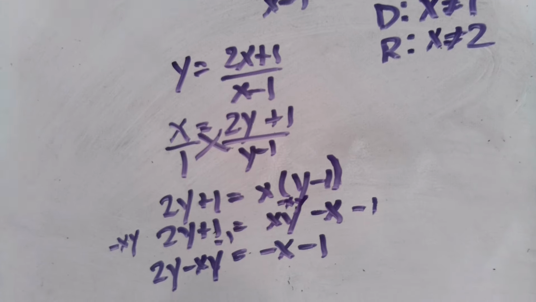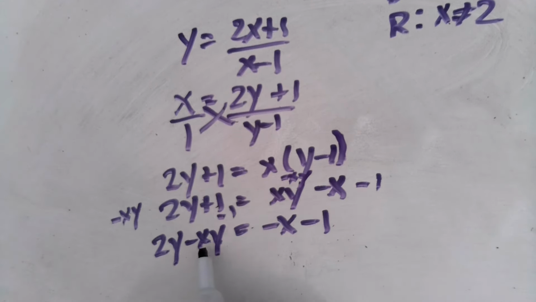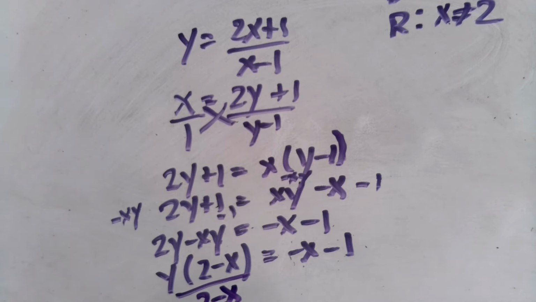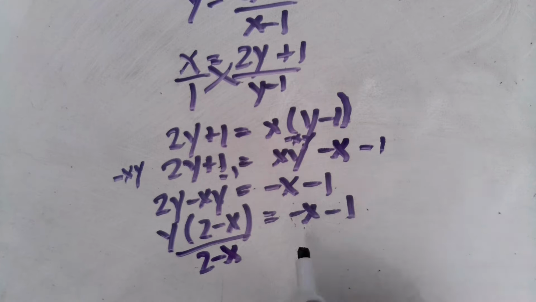Okay? So now, again, we want to get y by itself. So notice how they both have a y, so they have a GCF of y. So we need to take out the GCF of y, and we're left with 2 minus x. So remember, this is y times this. So to get rid of this, we're going to do the opposite of times, and we're going to divide by 2 minus x. So I have to divide this by 2 minus x.